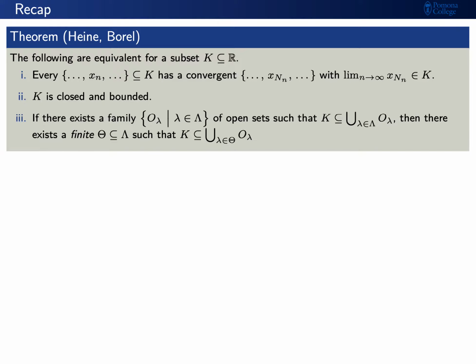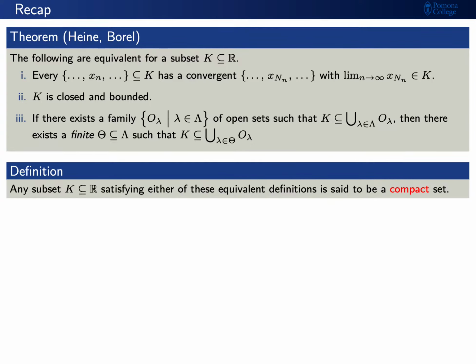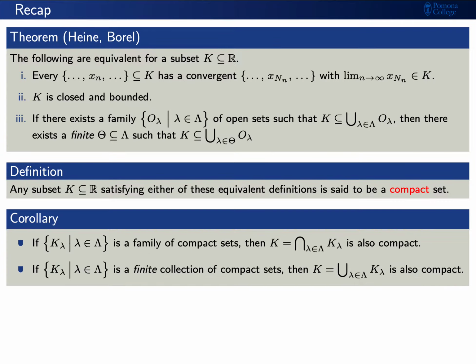That is, if there exists a family, O sub lambda, of open sets such that K is contained in the union of the O sub lambdas, then there exists a finite collection of indices such that K is the union over the O sub lambdas of this finite collection of the subscripts lambda. Any subset K satisfying either of these equivalent definitions is said to be a compact set.